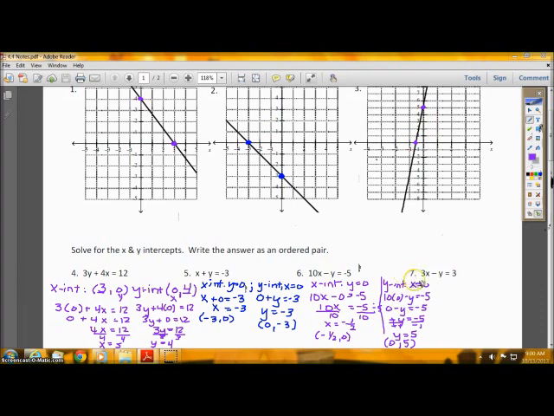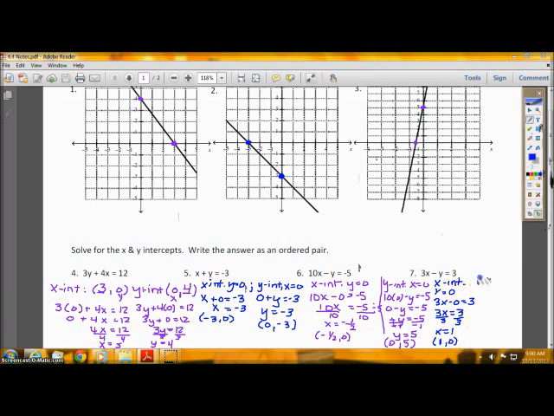Number 7, I do not have a graph for. We're not always going to have a graph to go back and look at and check our x and y intercepts. So, for our x-intercept, I'm going to plug in 0 for y. So I get 3x minus 0 equals 3. 3x equals 3. Divide by 3, and x equals 1. So our x-intercept is going to be at (1, 0).